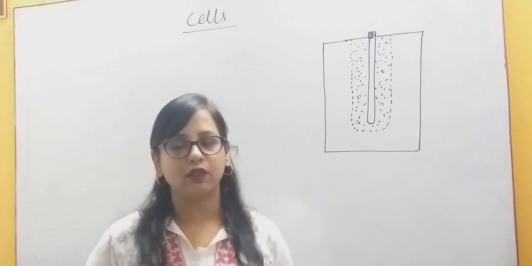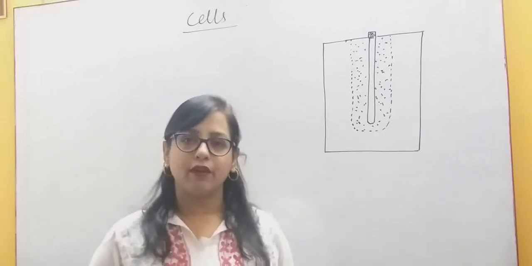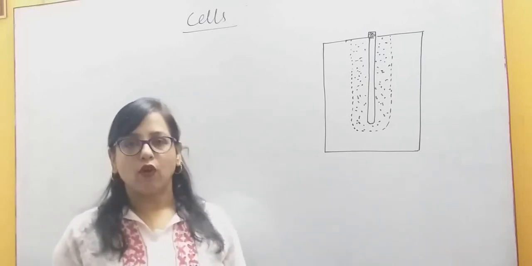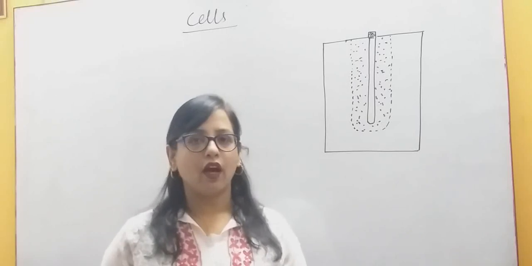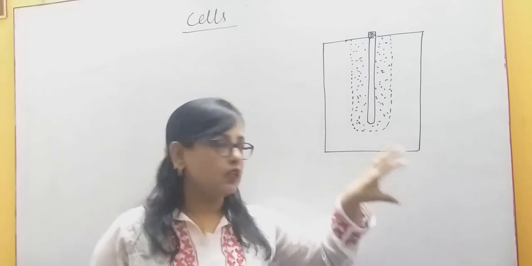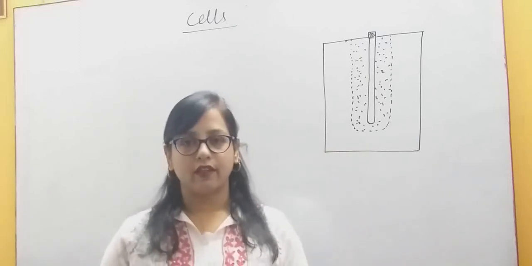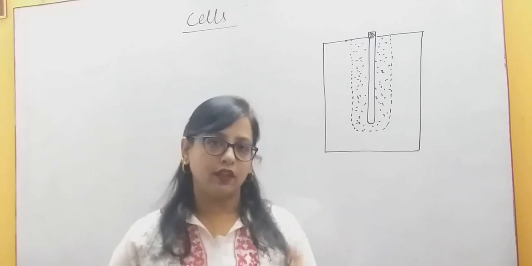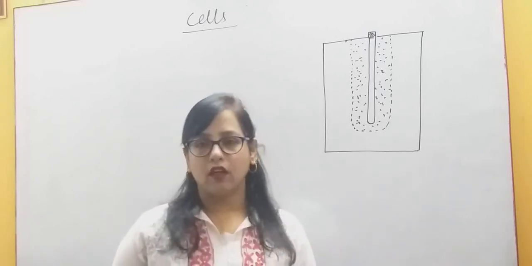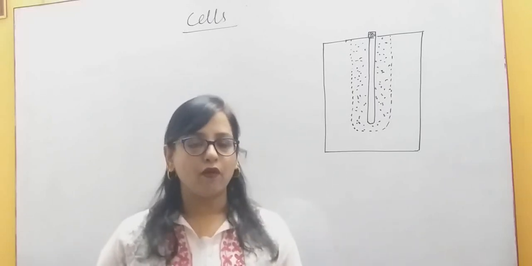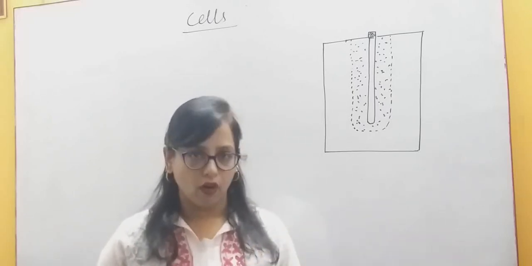Cells are divided into three categories. First are primary cells. Primary cells are non-rechargeable cells. They are dead after some time, so you cannot reuse these kinds of cells. Second are secondary cells. Secondary cells are rechargeable cells. You can apply electricity to them, and they are charged again into new compound. They can make new compound again, and you can use them for a long time.